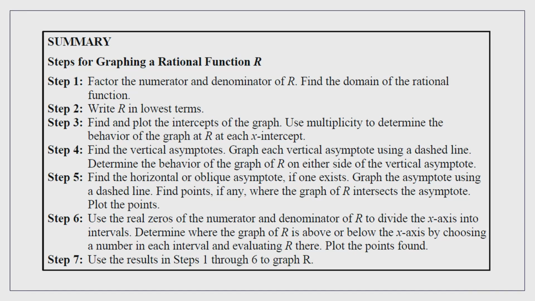And then in step 7, you're going to use all the results that you've obtained in steps 1 through 6 to graph your function r. All right. So if you're graphing as you go, then you can just check to make sure you have included all of the key information that you found, or you can wait to the end and compile all the information like we did on the previous example in order to graph your function r. Either way works.